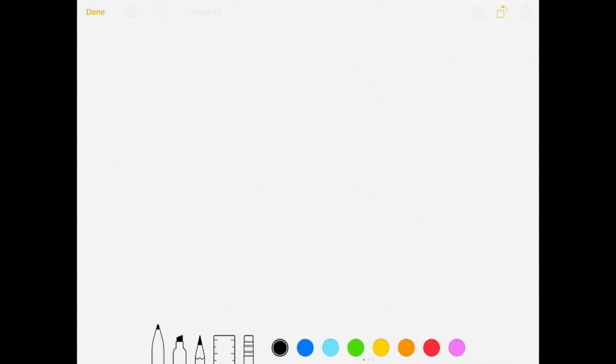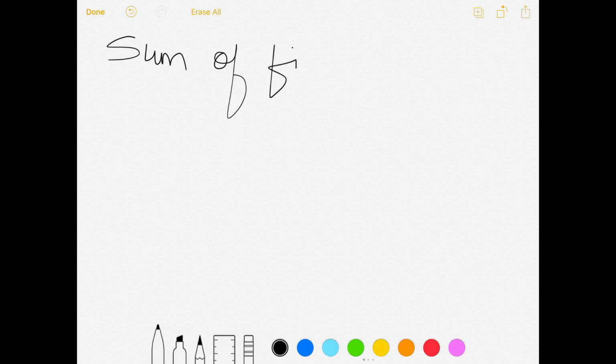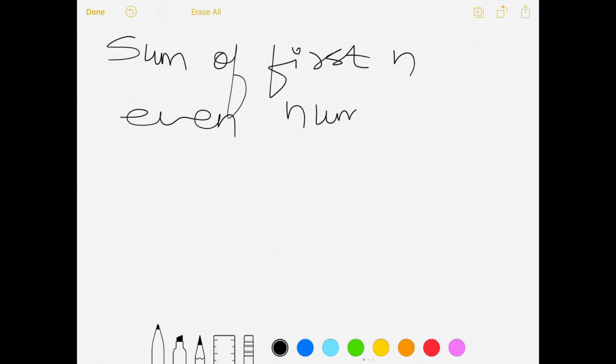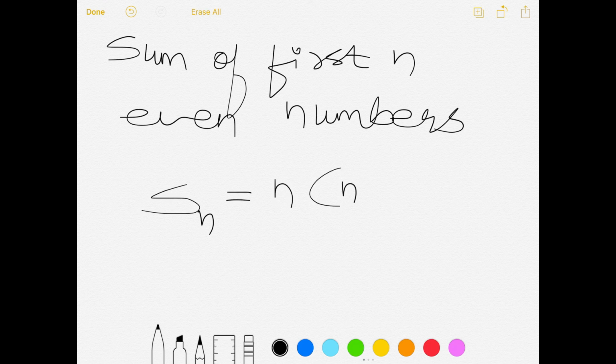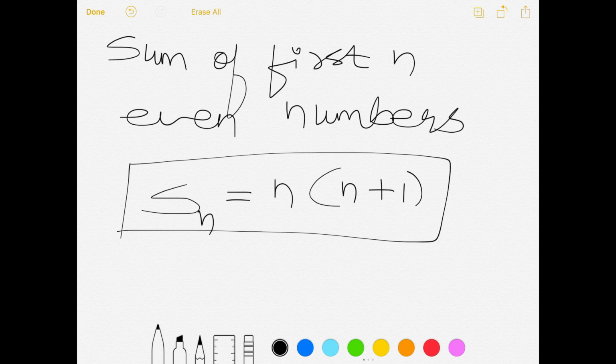In the same way, suppose if I want to find the sum of first n even numbers, तो sum of first n even numbers का अगर चाहिए तो उसके लिए भी एक फॉर्मूला है. s of n is equal to n into n plus 1. Simple, n into n plus 1, or you can also write it like this: n square plus n. Very easy. The sum of first n even numbers, ठीक है.